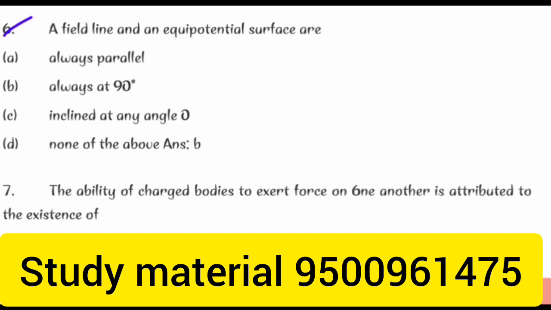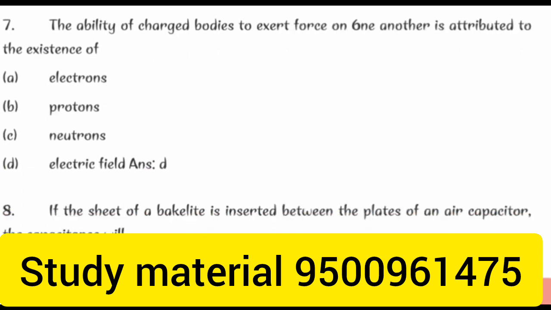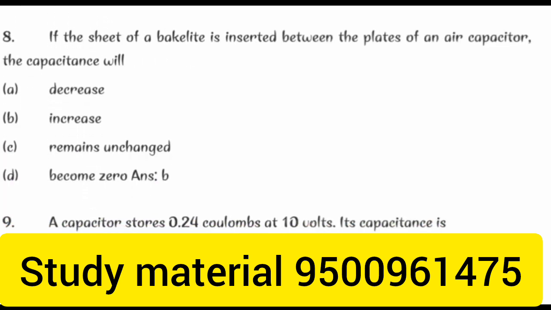A field line and an equipotential surface are always at 90 degrees. The ability of charged bodies to exert force on one another is attributed to the existence of electric field. If a sheet of bakelite is inserted between the plates of an air capacitor, the capacitance will increase.